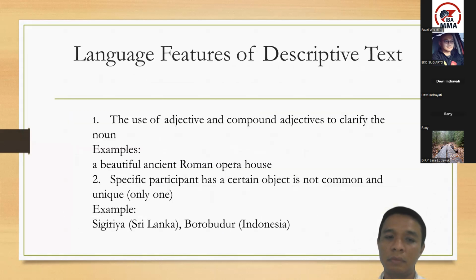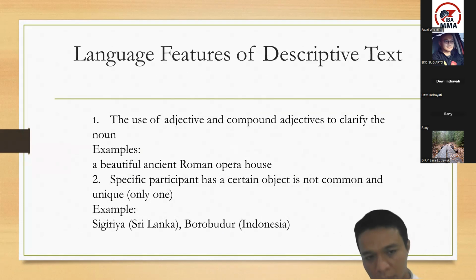There are language features of descriptive text. The use of objective and compound adjectives to clarify the noun. Example, like a beautiful ancient Roman opera house. And specific participant has a certain object that is not common and unique, the only one. Something like Sigiriya, which is in Sri Lanka, and we also have Borobudur in Indonesia.